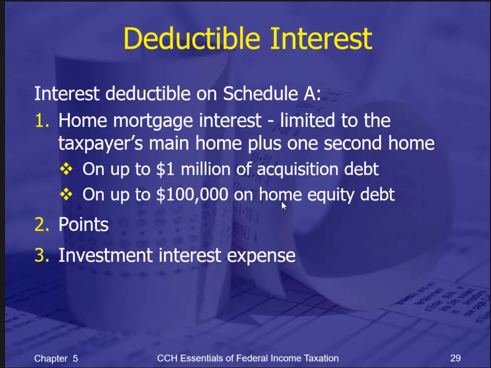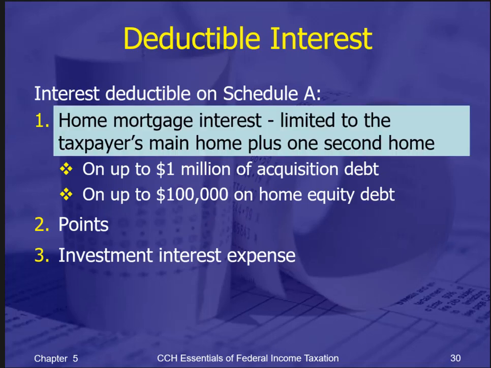$200,000. On top of the $1 million, or instead of, you can do it up to $100,000 on home equity debt, as long as you don't borrow more than your house is worth. Acquisition debt, by the way, applies to money borrowed to buy or improve your home. If it isn't one of those two things, it's not acquisition debt, but it might still be home equity debt. So you start here because you've got a lot bigger limit, and then you go to there.